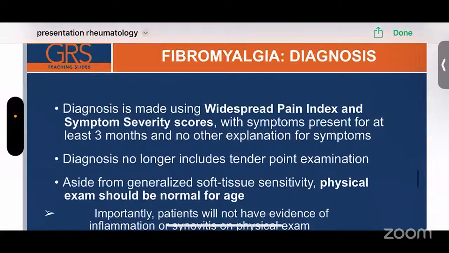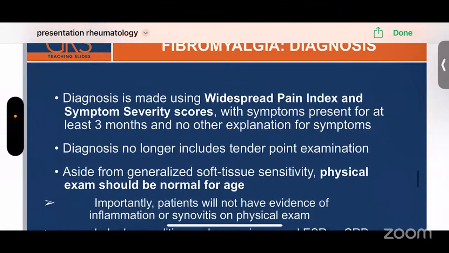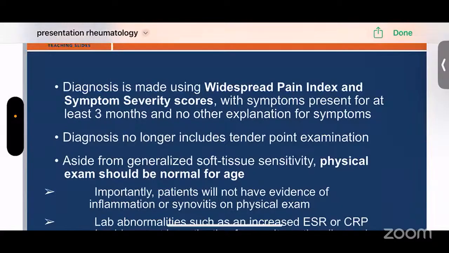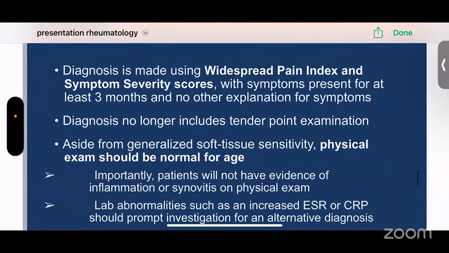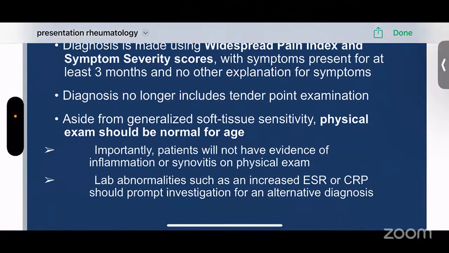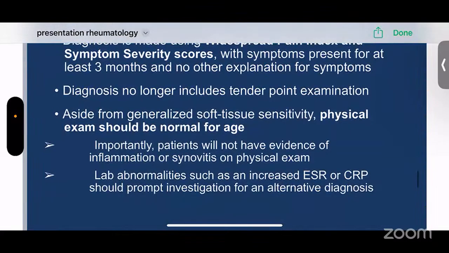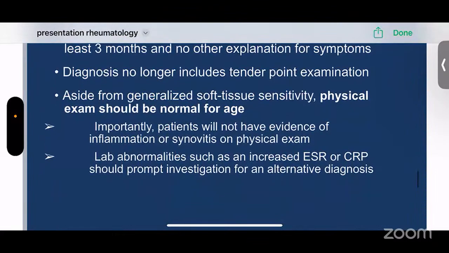To be honest, fibromyalgia is very difficult to diagnose, because a patient comes complaining of pain for a long time, and we do a lot of investigation and a detailed history, and after examination there is no clear focus of the pain. So it's like a diagnosis of exclusion. Aside from generalized soft tissue sensitivity, the physical exam should be normal for age. Importantly, the patient will not have evidence of inflammation or synovitis on physical examination.